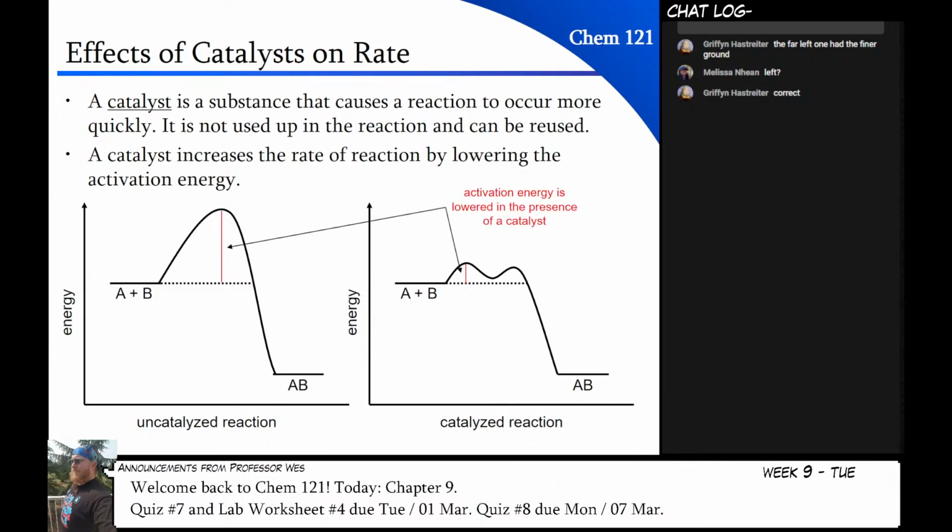So when you add a catalyst, the activation energy is reduced. And as a result of that, more molecules have the energy to overcome the activation energy barrier and thus react. And so the activation energy doesn't inhibit the rate anymore, so it goes faster.